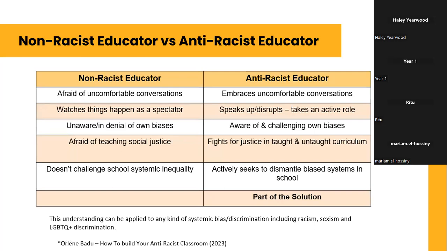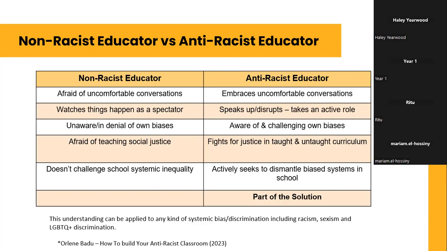So we're going to look at the non-racist educator versus the anti-racist educator, and how they compare side by side. The non-racist educator is afraid of uncomfortable conversations. The anti-racist educator embraces uncomfortable conversations. The non-racist educator watches things as a spectator, whereas the anti-racist educator speaks up or disrupts and takes an active role. The non-racist educator is unaware or in denial of their own biases, and the reverse of that would be being aware of that and also challenging those.